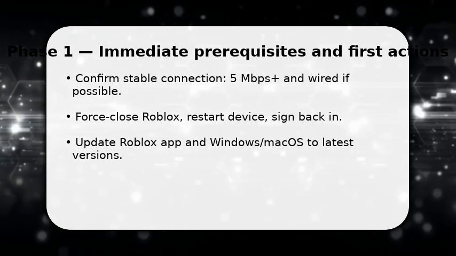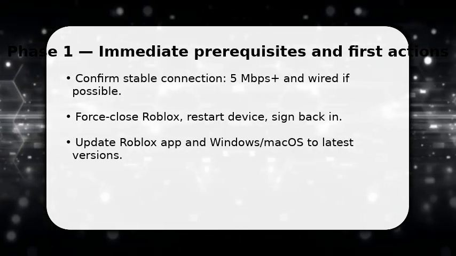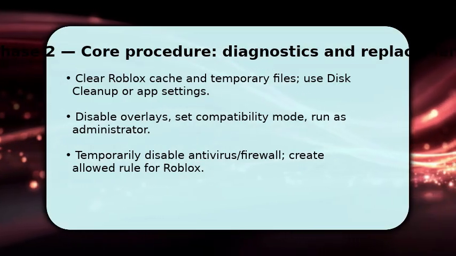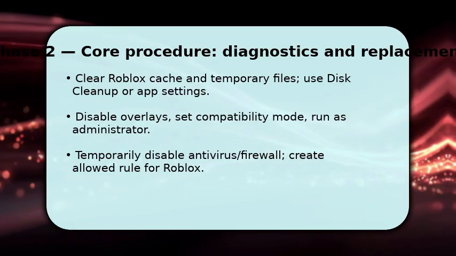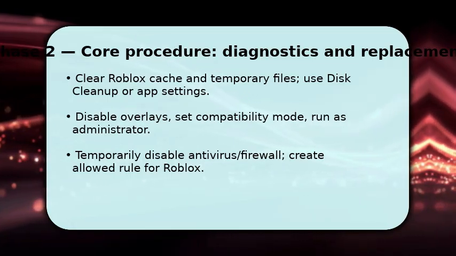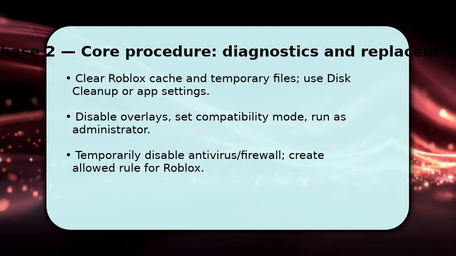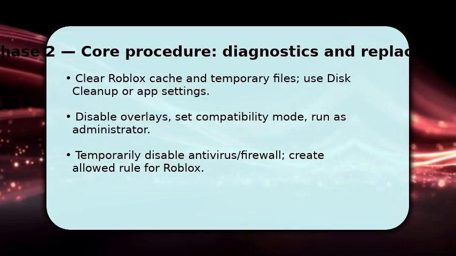Next, perform a deeper cleanup and adjust configuration settings to prevent recurring crashes. Clear the Roblox cache and temporary files using disk cleanup or the app's cache folder. Corrupt temp files often trigger stops. Then disable overlays from Discord or graphics software, enable compatibility mode if on an older OS, and run Roblox as administrator to ensure proper permissions.